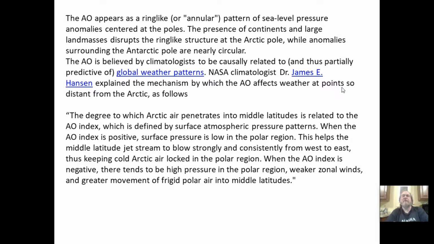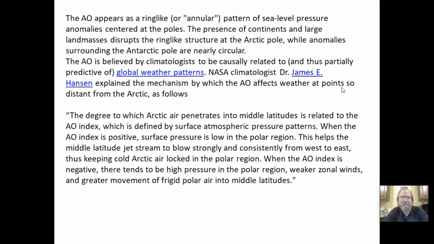The AO appears as a ring-like or annular pattern of sea level pressure anomalies centered at the poles. The presence of continents and large land masses disrupts the ring-like structure at the Arctic pole, while anomalies surrounding the Antarctic pole are nearly circular. The difference basically is the Arctic is an ocean surrounded by landmass, whereas the Antarctic is a landmass surrounded by ocean.